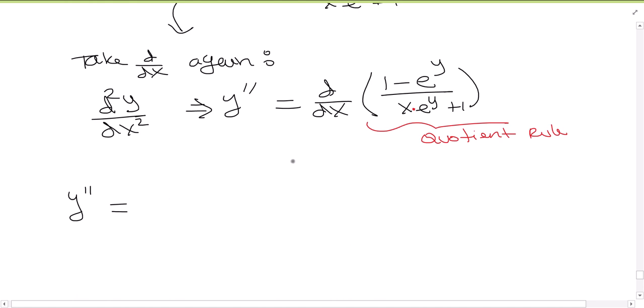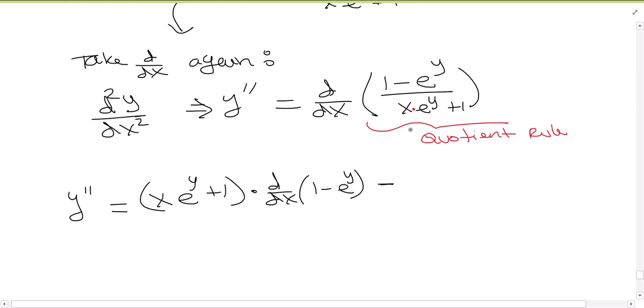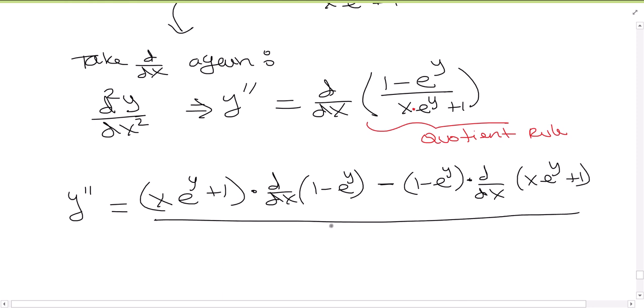So y double prime is now, using the quotient rule, low d high, so the bottom times the derivative of the top, so times the derivative with respect to x of 1 - e^y, and then minus, so low d high minus high d low, so 1 - e^y, the top, times the derivative of the bottom, all over the bottom squared.